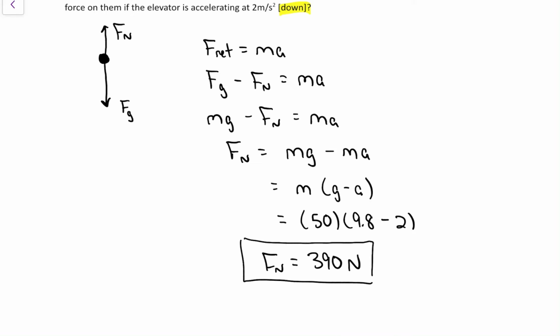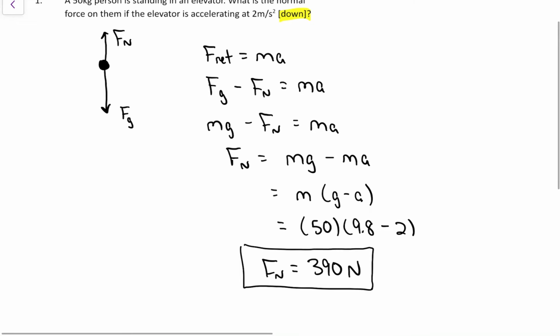If you did it differently, setting up your F net equals ma, as long as you dealt with the signs properly, you should agree and get 390.